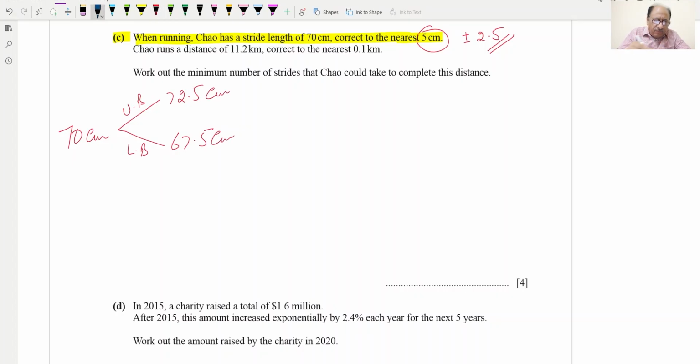And then we are checking for the next line. Chow runs a distance of 11.2 kilometers, correct to the nearest 0.1 kilometer. So 11.2 kilometers, and upper bound and lower bound, we can check nearest to 0.1. So plus minus 0.05 we will be adding and subtracting. Or what else we can do? We can change into centimeters, because this is also a measurement, in kilometers. So we will switch this into centimeters.